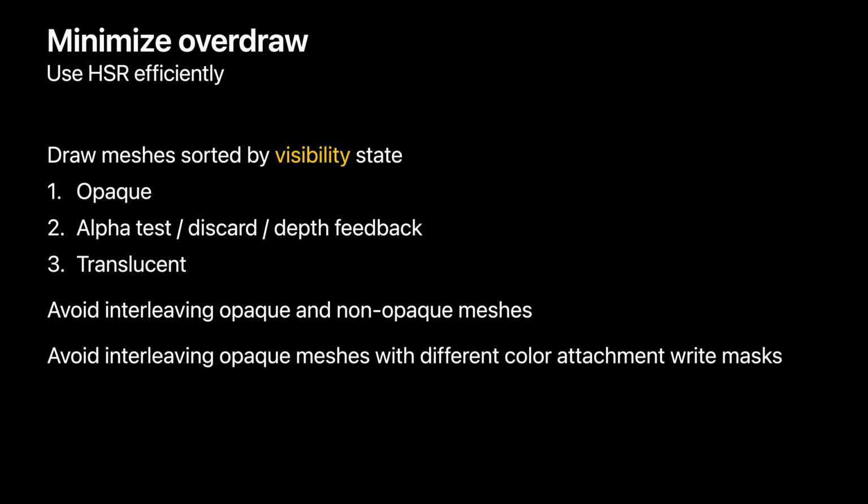You will want to draw the meshes sorted by visibility state. First, opaque. Second, alpha test, discard, or depth feedback. And third, and finally, translucent meshes. You should avoid interleaving opaque and non-opaque meshes, and also avoid interleaving opaque meshes with different color attachment write masks. Maximizing the efficiency of HSR will help us reduce overdraw.